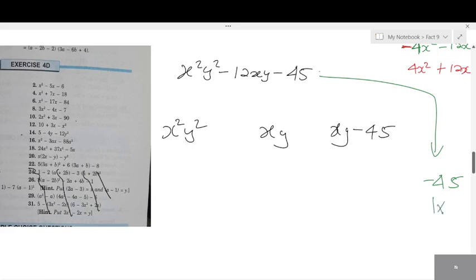What are the factors? 1 into 45. 2 doesn't go. 3 into 15. For 3 into 15, are we getting 12? Yes, sir. Getting 12, right? So what values should I write here? 3x, y and 15.